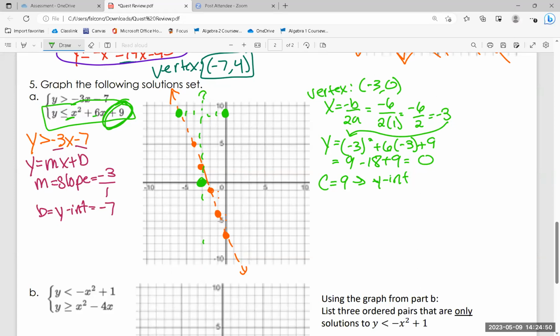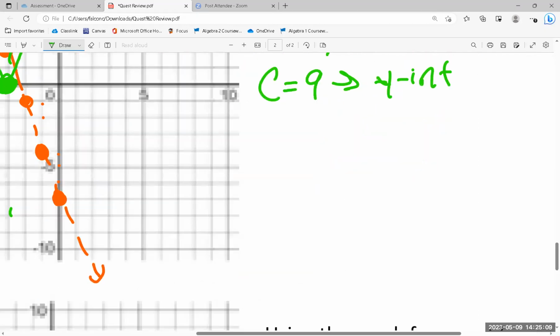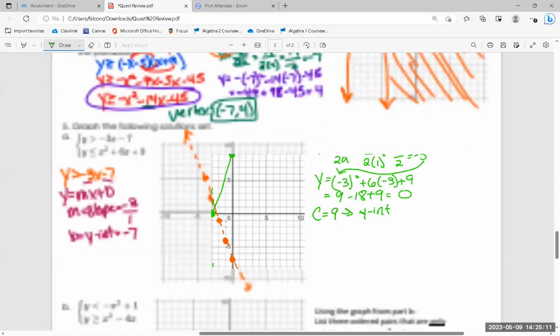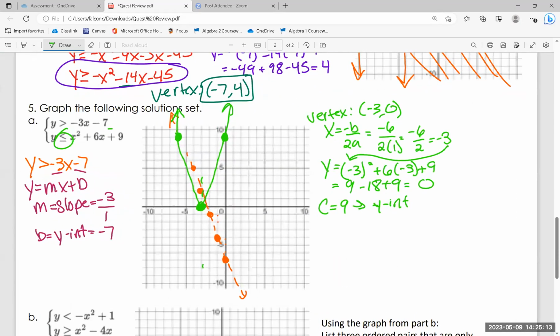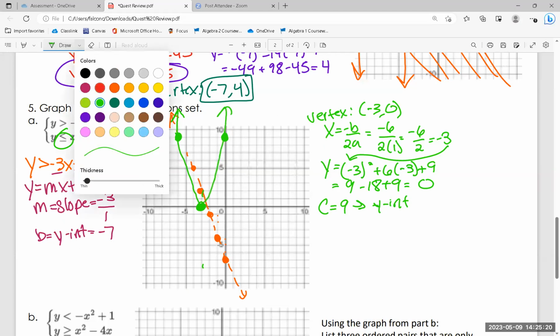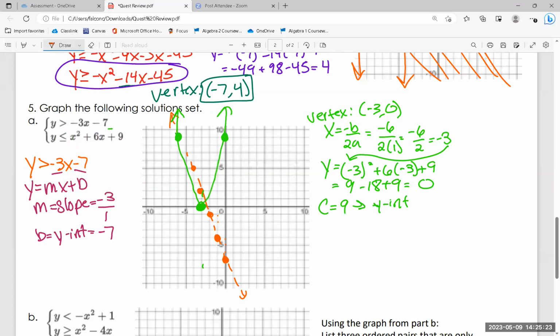Okay, so I'm going to get rid of this axis of symmetry line, because I only want my actual line. In this case, we want a solid parabola. We don't want it to be dashed. Oops, I should erase my parabola. Oh, here we go. Okay, so now I'm going to do the shading.